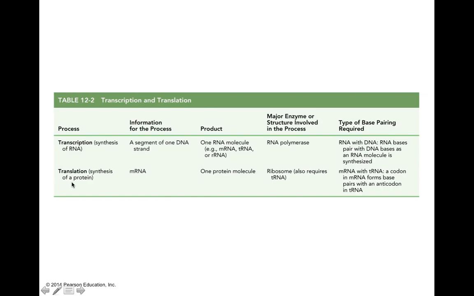Then that RNA leaves, goes out to the cytoplasm where the process of translation occurs. Translation is going to start with mRNA and create a protein molecule, and it's going to use ribosomes. It says one, but there are generally going to be several attached. They also require tRNA. Remember, each tRNA has an anticodon that matches a codon, and if it fits perfectly, then that is the amino acid that is going to get added.